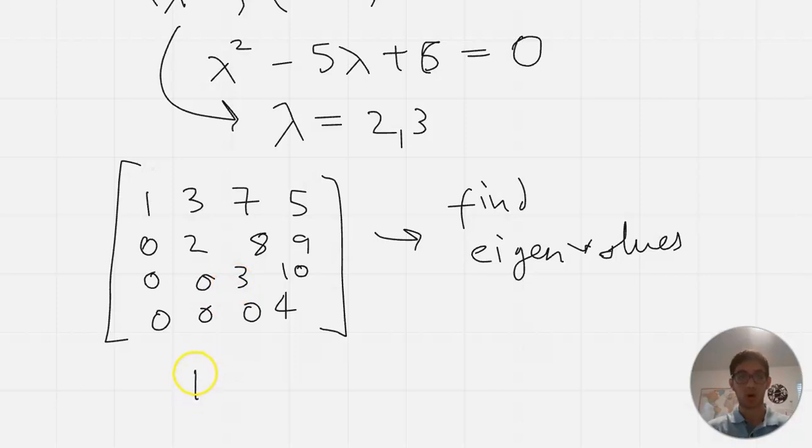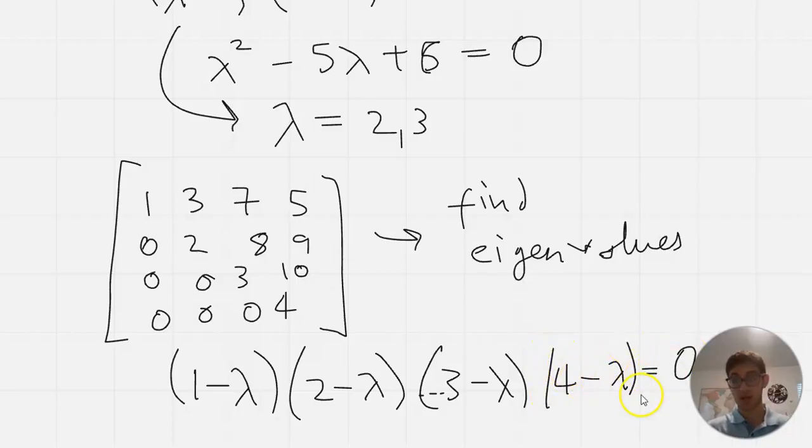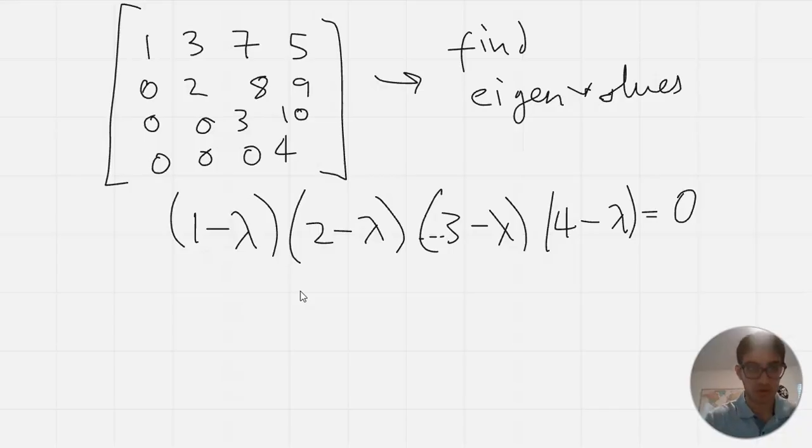So it's going to be (1 minus lambda) times (2 minus lambda) times (3 minus lambda) times (4 minus lambda). And so what are our lambda values going to be? What are our eigenvalues going to be? They're obviously just going to be 1, 2, 3, and 4. This works.